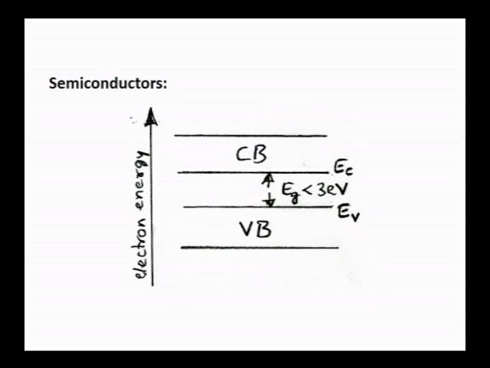Coming to semiconductors, the energy gap between the valence band and conduction band is very small. In case of germanium and silicon, the energy gap will be of the order of 1 electron volt, 0.72 electron volt for germanium, 1.12 electron volt for silicon. And we can say that if the energy gap is less than 3 electron volt, then it will be a semiconductor.